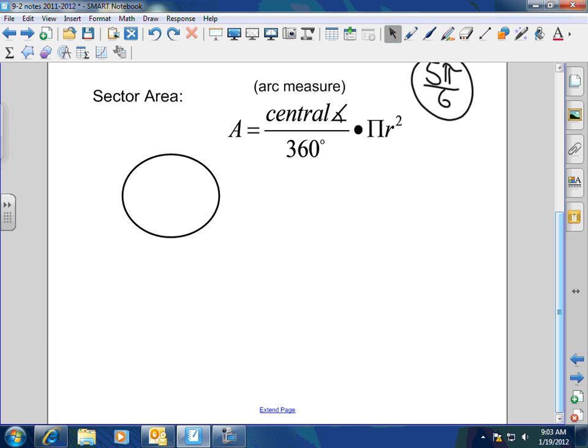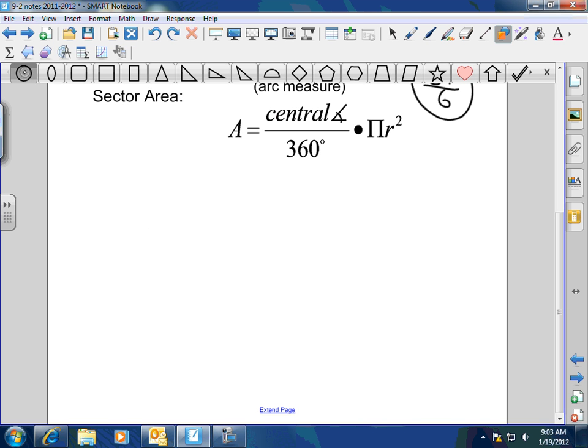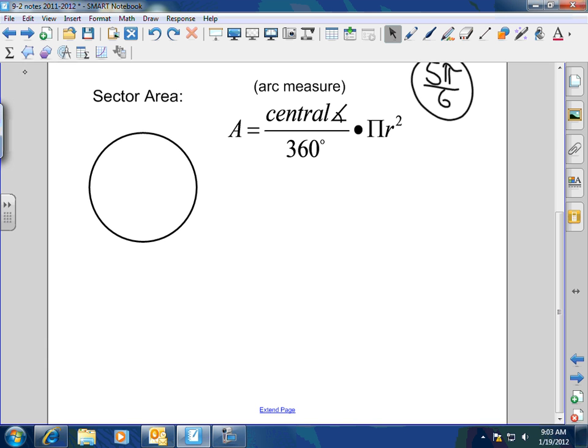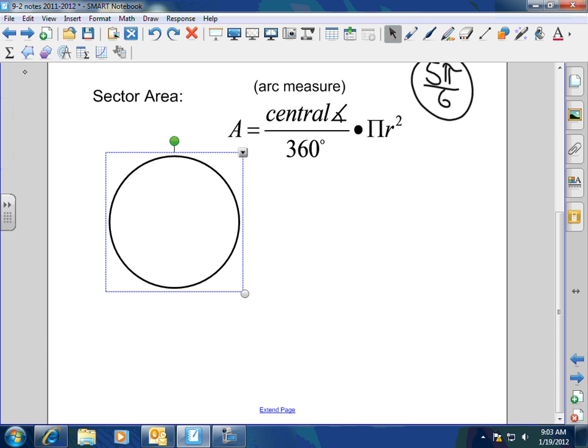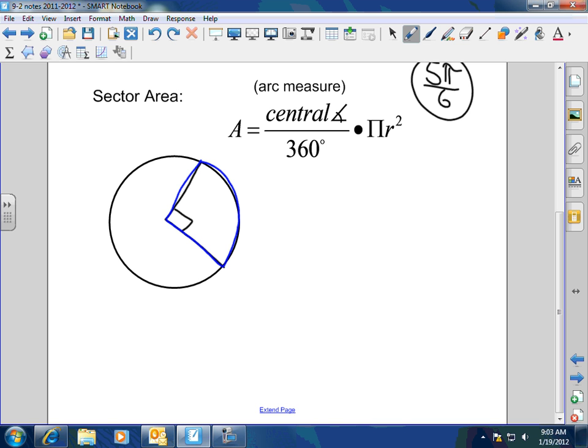Let's talk about sector area. Now, what's a sector? Going back to the pizzas and the pies, a sector is basically a slice. For example, if I have this here, like this, so this is 90. This guy that I'm going to outline in blue is like a pizza slice or a slice of pie. That's a sector. A sector is basically a slice of the pie.